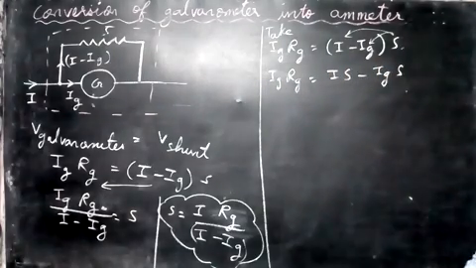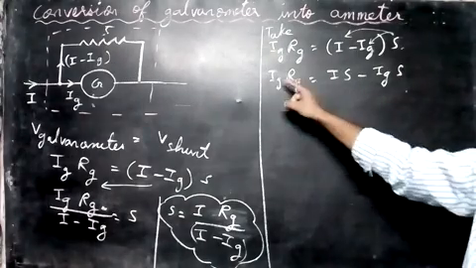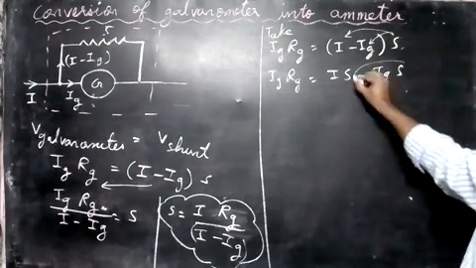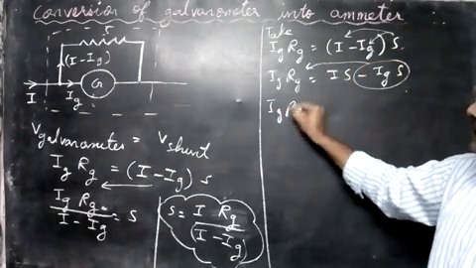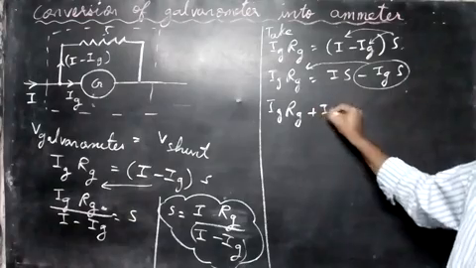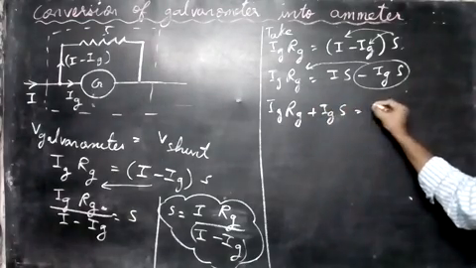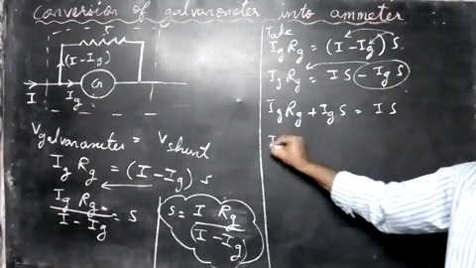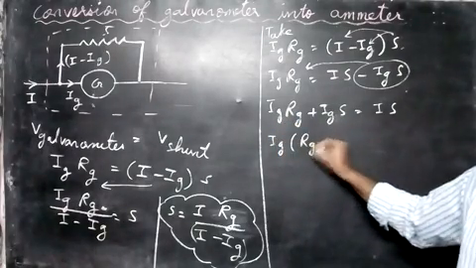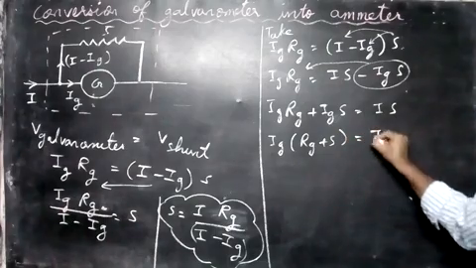Now you must find this Ig only. So I take this Ig into S term to the left side. What happens is we get Ig Rg plus Ig into S is equal to I into S. Now what's common here? Ig is common. So Ig into Rg plus S is equal to I into S.